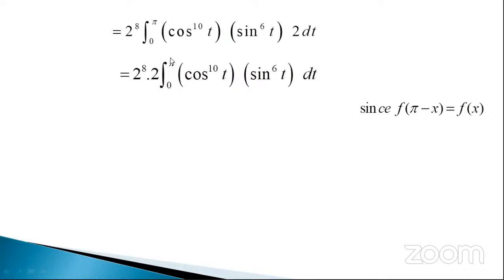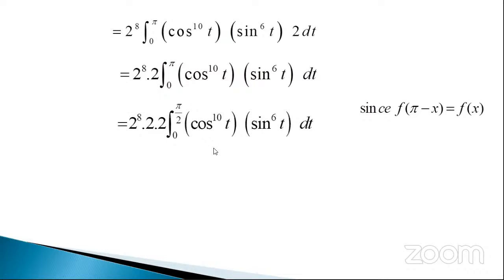Now, f(π − x)... here also π can be written as 2 into π/2. f(π − x) is equal to f(x). It means f(2a − x) is equal to f(x). Here you can observe: cos(180° − θ) is −cos θ, and (−cos θ) to the power of 10 is cos θ only. sin(π − θ) is sin θ only.